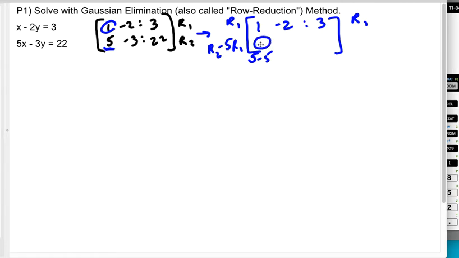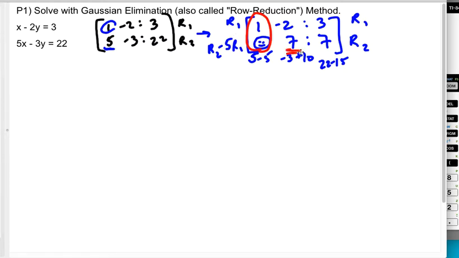That was the whole point, to make my first column done, right? I'm going to take row 2, which is negative 3, minus 5 times negative 2. So that's going to be a negative 3 plus a 10, which is going to be a 7, right? And then I'm going to take this 22 and subtract 15. So 22 minus 15 gives me a 7, and that's my new row 2. So this column is now done, right? I'm working one column at a time.